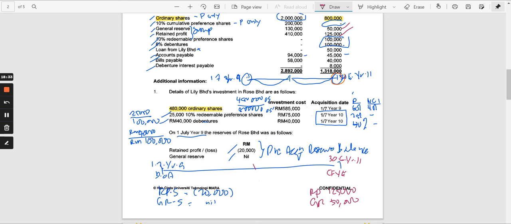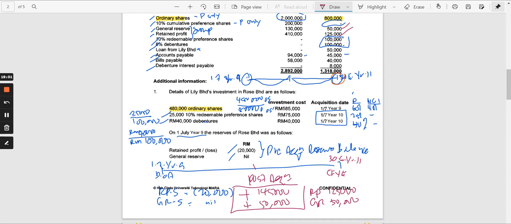And you can see that there are changes here. For the retained profit, it has increased by 145,000 because here is a negative figure, loss. So now this is what you call post-acquisition reserve. So this portion is post-acquisition reserve. And for the general reserve, the increase is by 50,000.